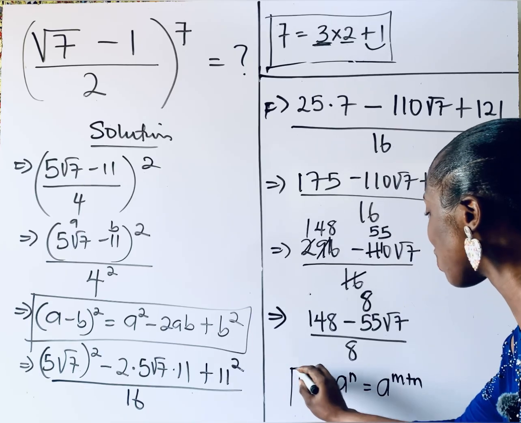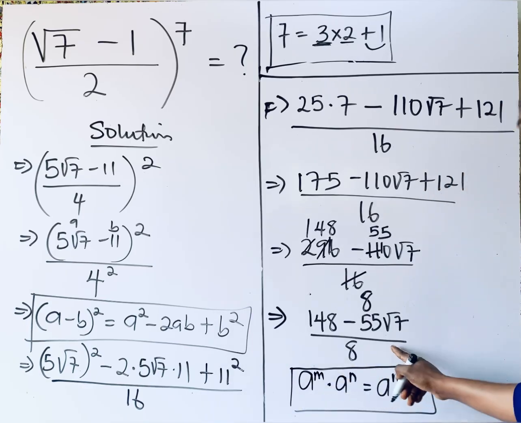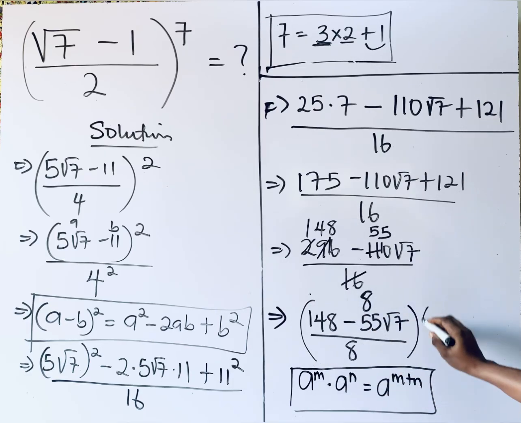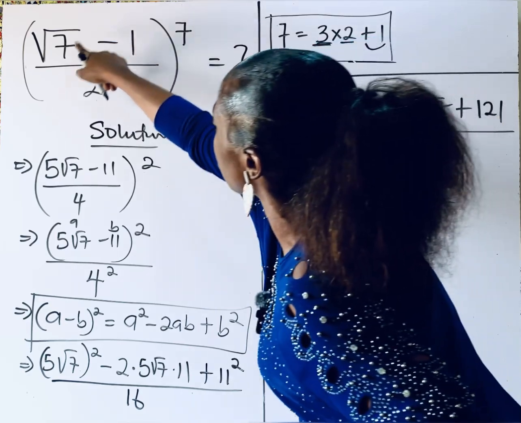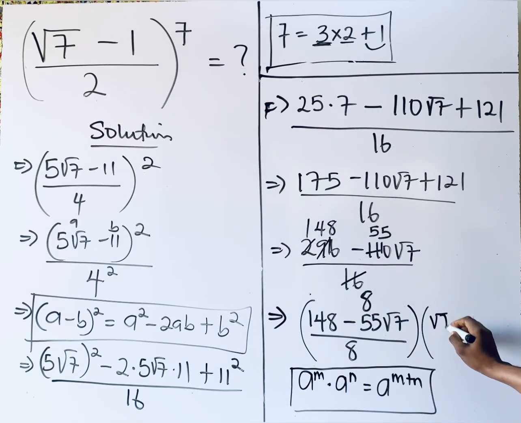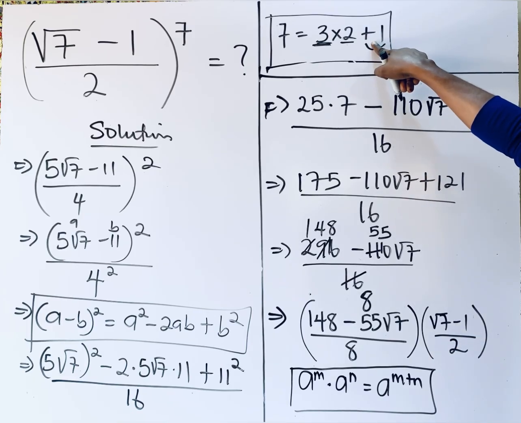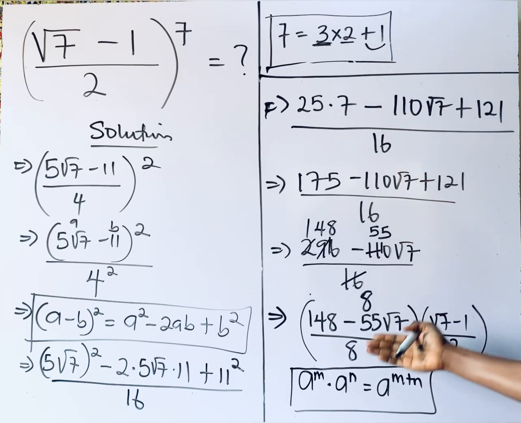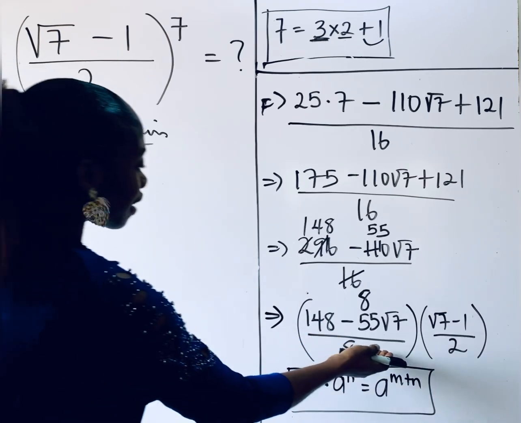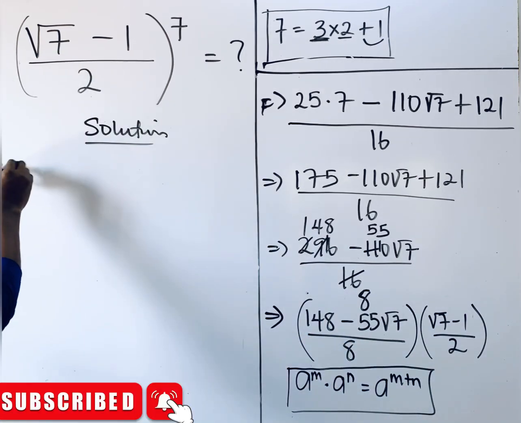So in this case, to simplify from this point, we are going to multiply this value we have here with the original value, the one inside. Okay, so we're going to multiply it by root 7 minus 1 divided by 2. By doing this, we are adding the power of 1. I hope this is understood. Now let's expand this together and let's see what we have.